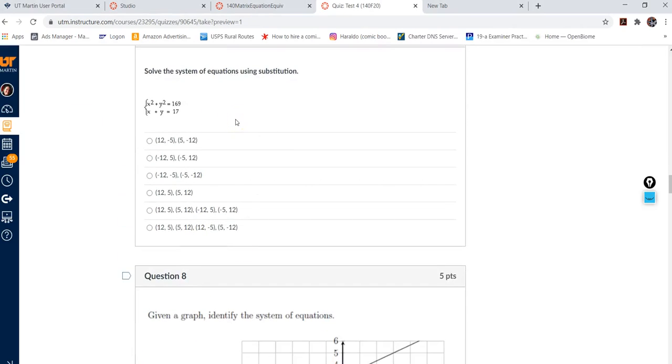Solve this system of equations using substitution.